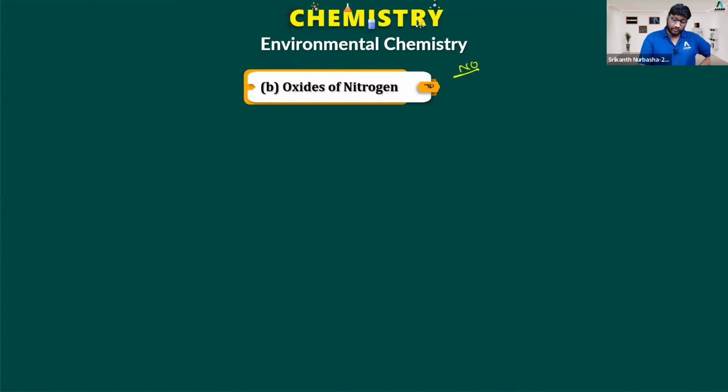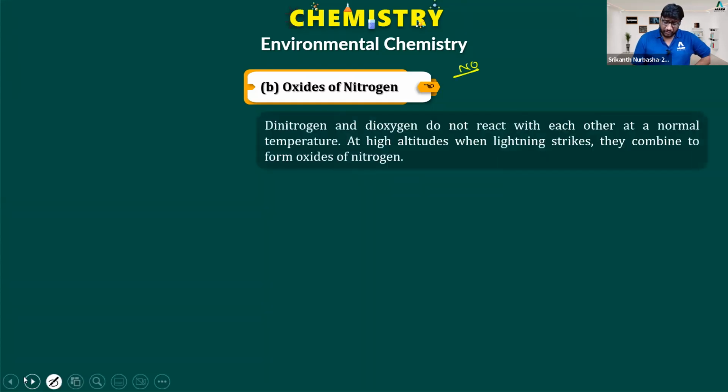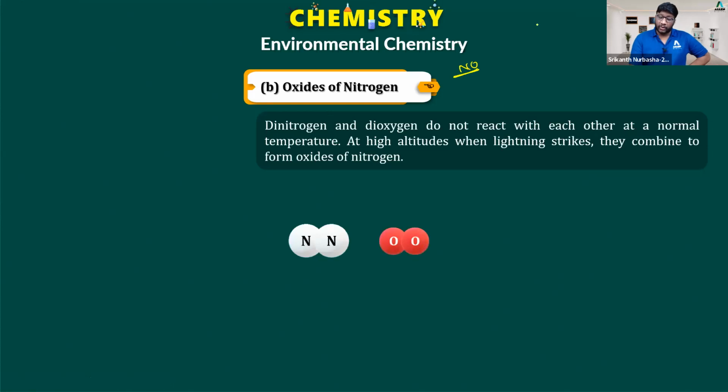Oxides of nitrogen. So NO, these are also produced. Dinitrogen and dioxygen do not react with each other at normal temperature. At high altitudes, when lightning strikes, they combine to form oxides of nitrogen. Like N2 and O2, will they react easily? N2 plus O2 gives rise to 2NO. Is that reaction happening easily?